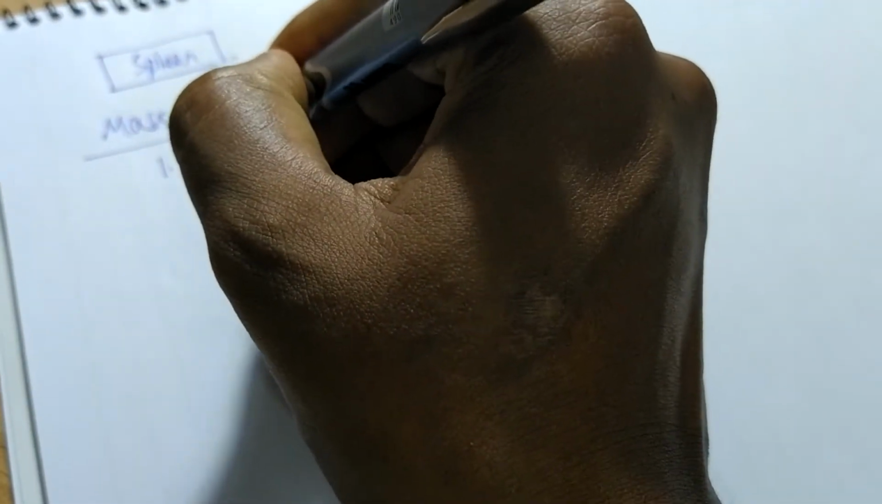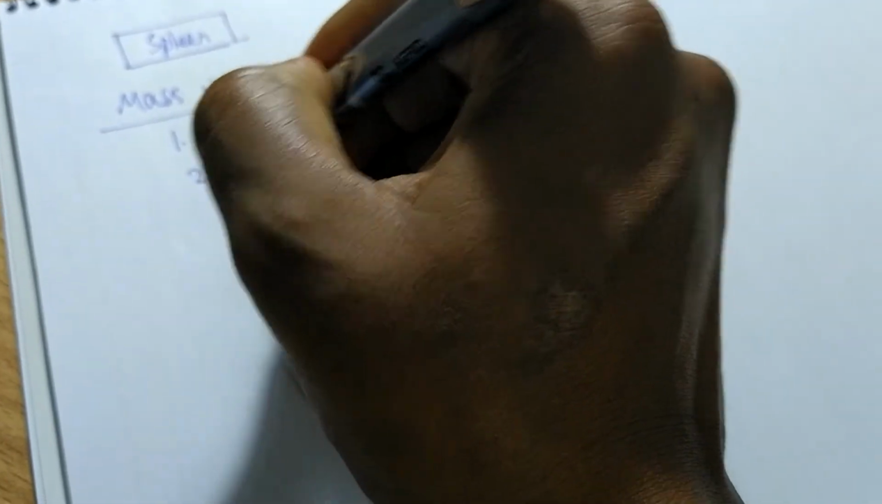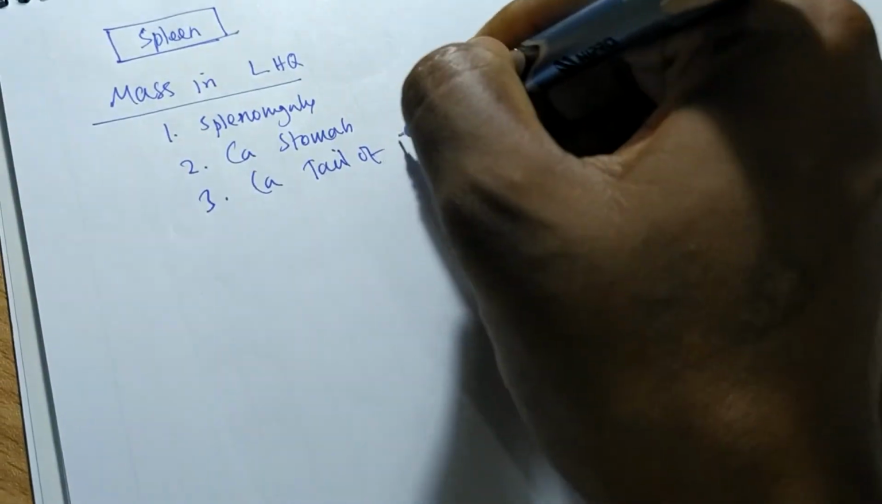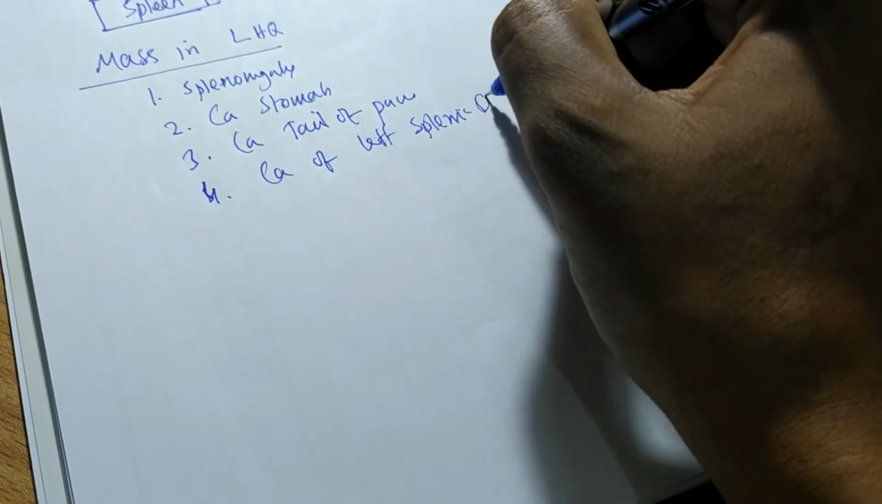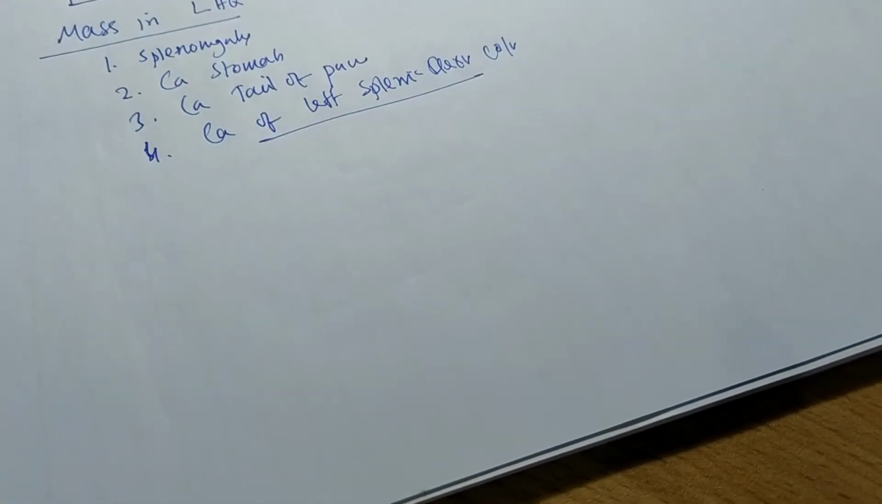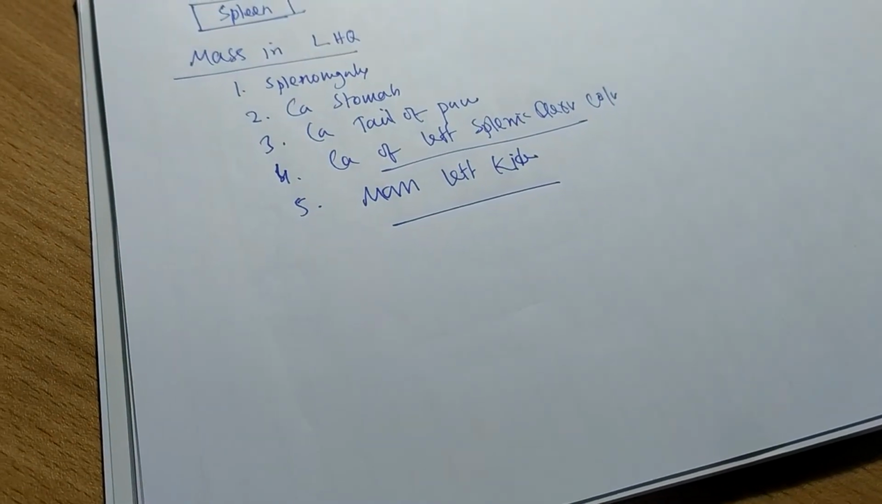Number 1, splenomegaly. Number 2, it may be carcinoma stomach. It may be carcinoma of the tail of pancreas, or it may be carcinoma of the left splenic flexure of colon. So colon carcinoma, left flexure of the colon. So these are the possibilities. Of course, number 5, it may be a mass originating from the left kidney, or an enlarged left kidney. So these are the differential diagnoses of a mass in the left hypochondriac region.